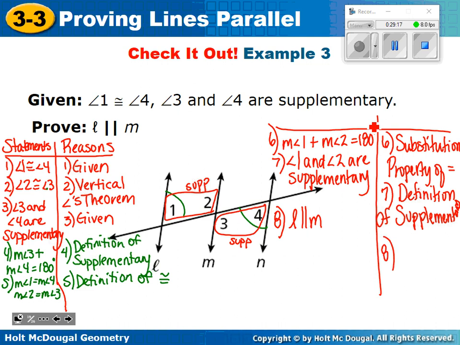Okay, but again, got to use converse of. You will get 0 credit if you tell me lines are parallel by the same side interior angles theorem, because that does not prove lines parallel. It's the converse of when your statement is about lines being parallel. So converse of, and then it is the same side interior angles theorem.